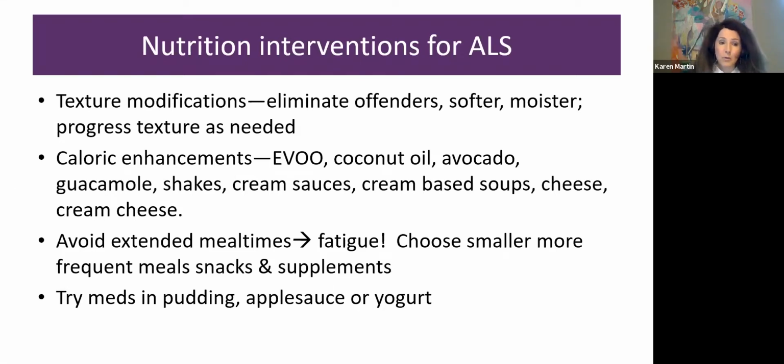Cheeses, cream cheese melts easily into a lot of things, and can also give a really good texture. If you put cream cheese and butter in mashed potatoes, then it tends to keep it from having that very glue-like texture the next day, so you can reheat them and it's moist and creamier. And the cheese, again, is a good idea. We want to avoid extended meal times, which lead to more fatigue.